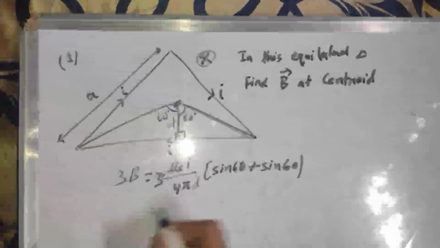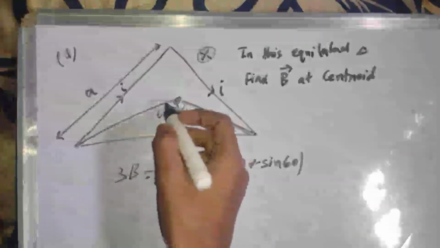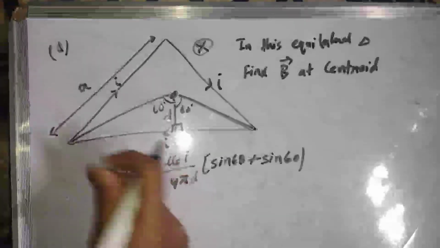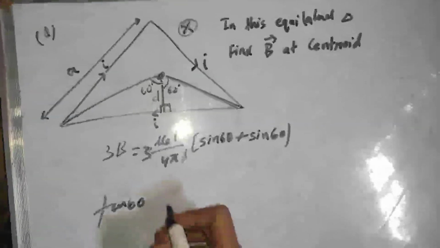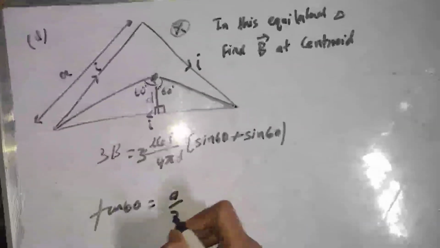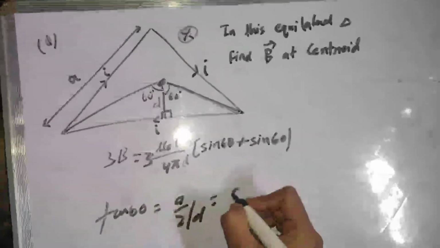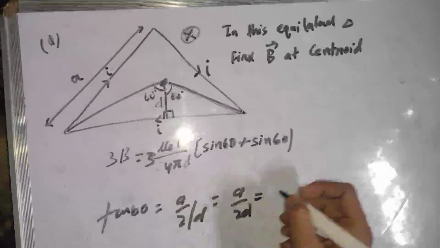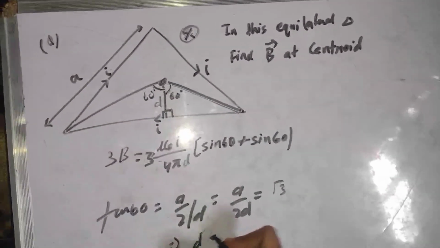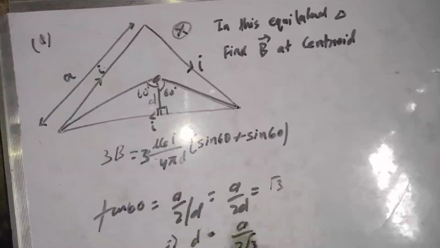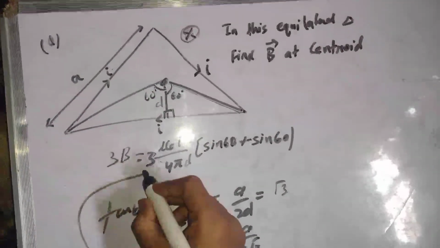So now let's find D. Tan 60 is actually equal to A by 2 by D, that is A by 2D, and this equals tan 60, that is root 3. This implies that D equals A upon 2 root 3. Now we'll simply put this value here and we'll get a result.